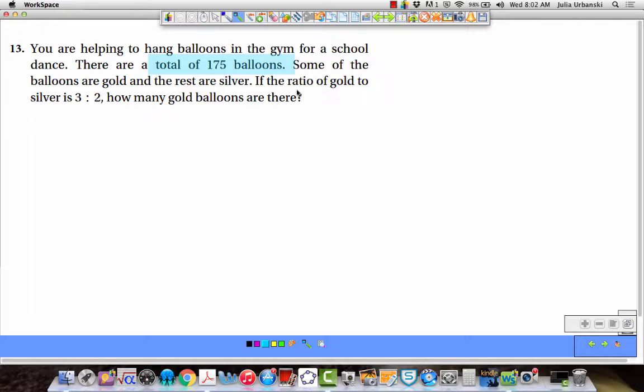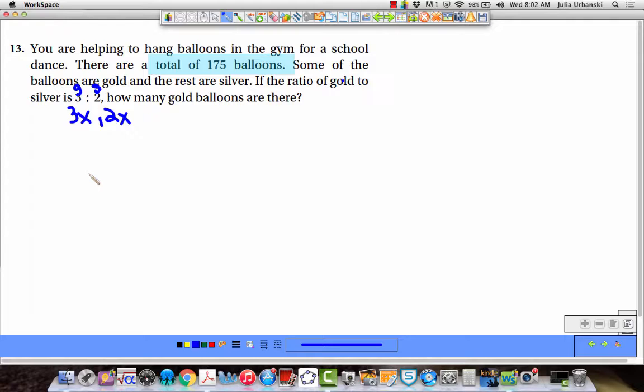What's another thing you can do? The ratio, make that what? 3x, 2x. All right, now think. Okay? And gold came first. It said the words gold to silver, so they mean that this is the gold and this is the silver. So the gold one would be the 3x. So that we'll use that at the very end.